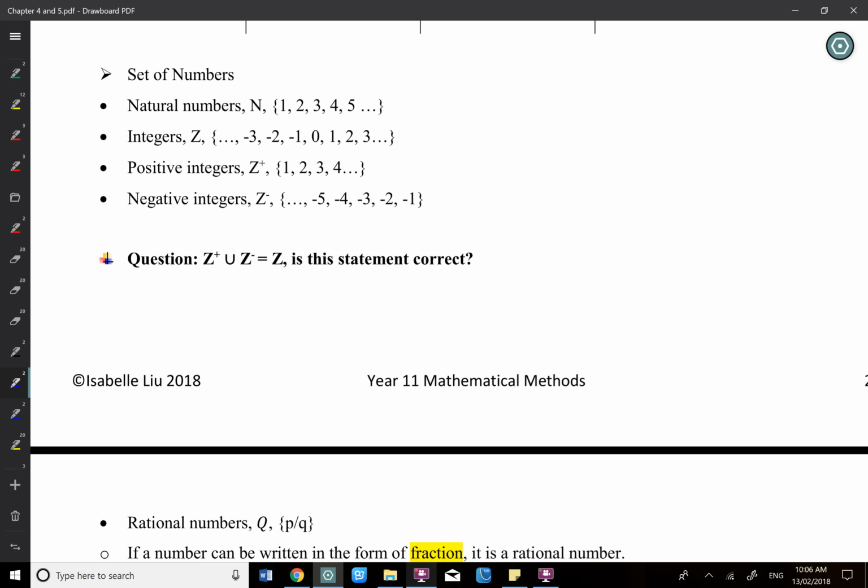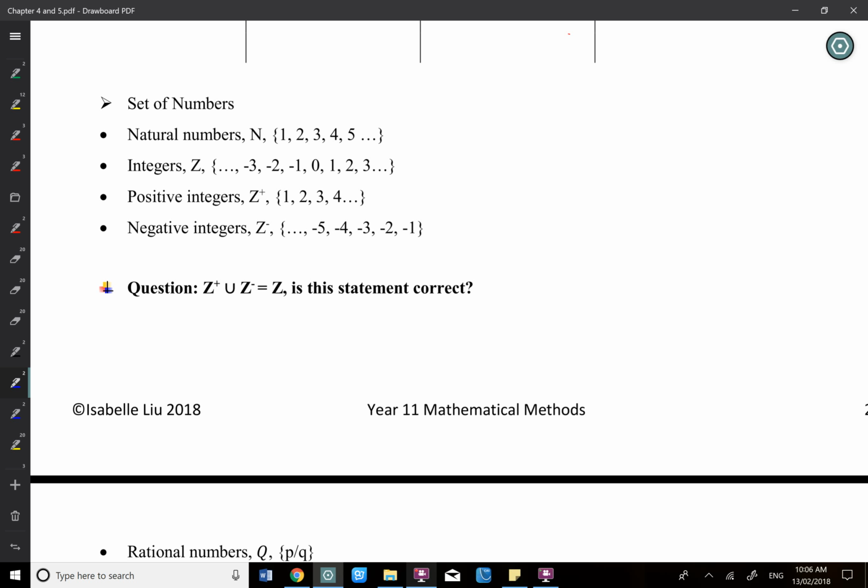So for example, the first one is N, the natural numbers. N is used to say the set of 1, 2, 3, 4, 5, and so on, like counting numbers 1, 2, 3, 4, not including 0. Natural numbers do not include 0. So N is 1, 2, 3, 4, 5, and so on.